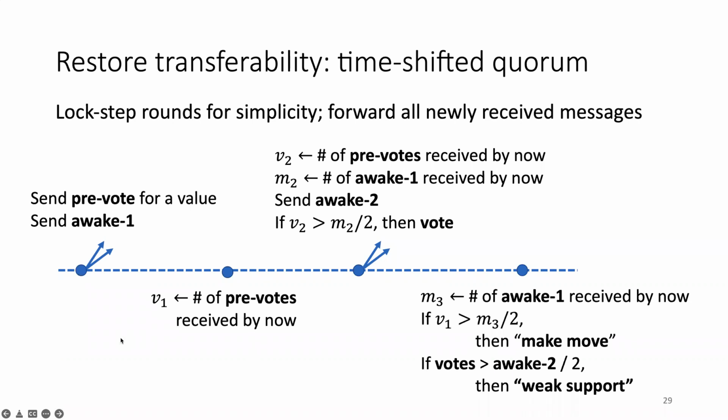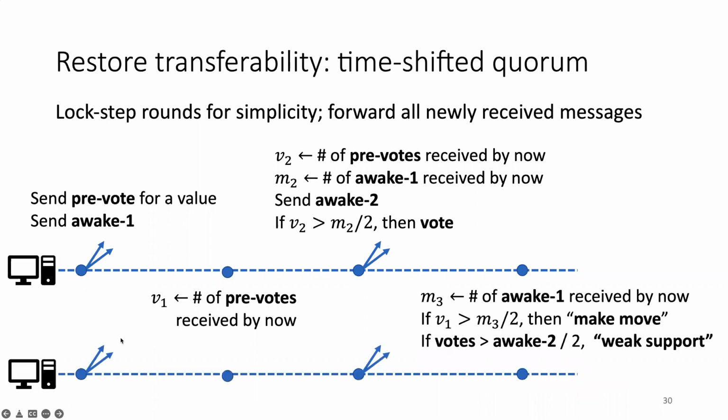Now, the very last step, I once again count how many awake 1 messages I have, on top of what we received. If V1 is larger than half of M3, then I will make my strong move. And if votes are larger than half of awake 2, then I weakly support. Bear with me, I just dumped the entire protocol, but the intuition should be reasonably straightforward.